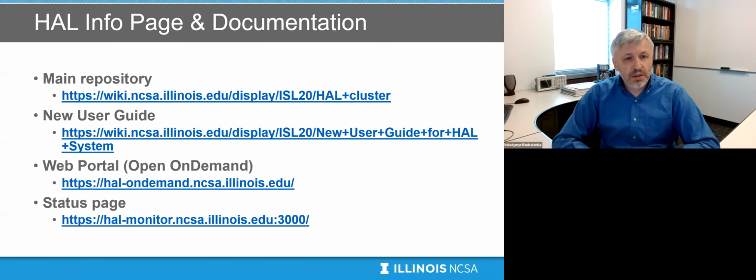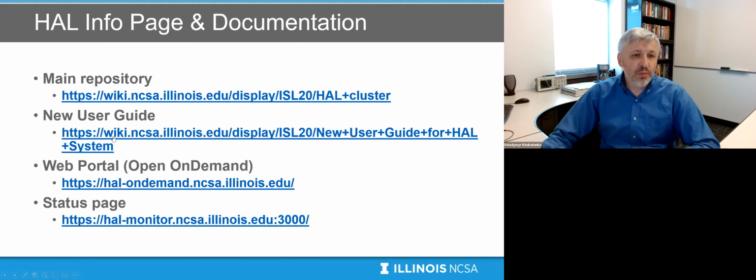Before I get started, these are some reference links. We are going to post a video recording of this training as well as this set of slides on our website, ai.ncsa.illinois.edu. But these are the reference links that you can use to get more information or get started with using the system. The most important one is this main repository, which is a wiki page on the NCSA wiki space that describes the system and has all the system-related documentation and all the user guides and recipes of how to use it best and all that.